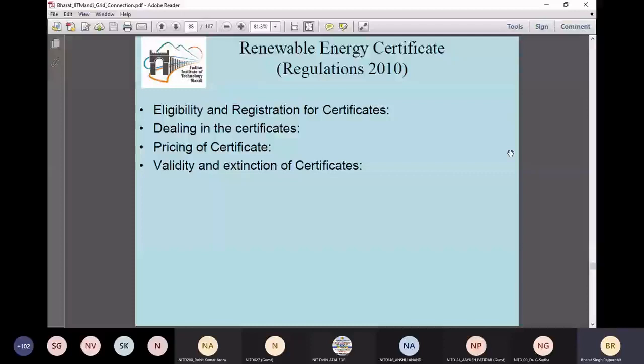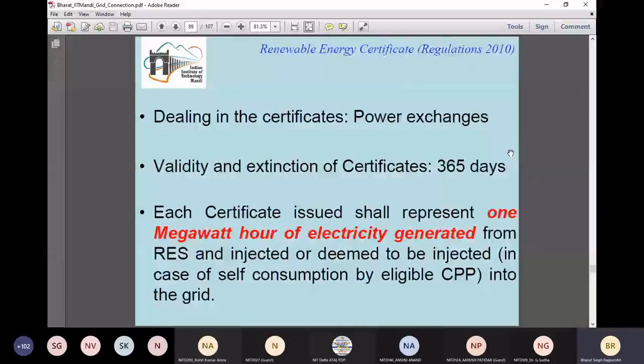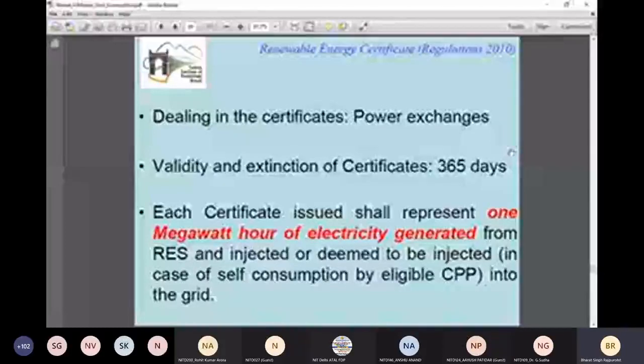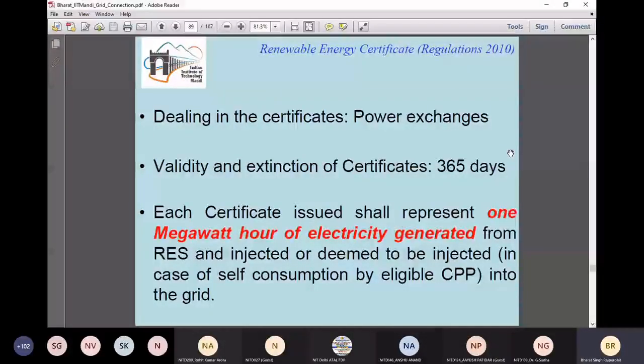So power exchanges are authorized for dealing of such certificates, where the certificates can be sold and bought. What about the validity? The validity of the certificate was given as 1 year. Later on, some certificates were not able to be sold in the 1 year itself. Then this validity got extended to 2 years, and sometimes it went back and forth, and finally it once again settled on the 1 year validity of the certificate. And one certificate is for 1 megawatt hour of electricity generated. So one REC is equal to 1 megawatt hour. So this is what the value is.